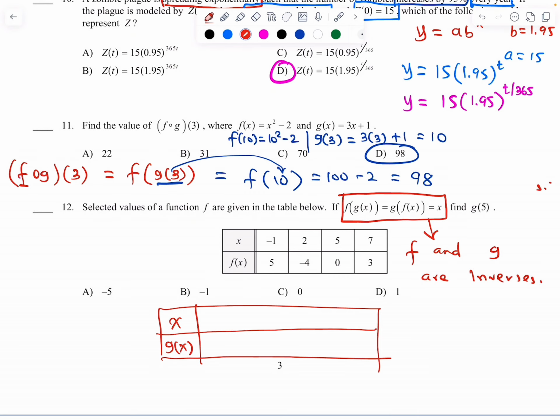So all I have to do now, because I have a table, if I wanted to find the inverse, what do we do? We switch places. So we have 5, -1, we have -4, we have 2, and then we have 0, we have 5, and then we have 3 and 7. Now what the question asks us to find is g of 5. So what will be my g of 5 from this table? You look up and then you look down, and that will give me -1. So for question 12, that would be -1.